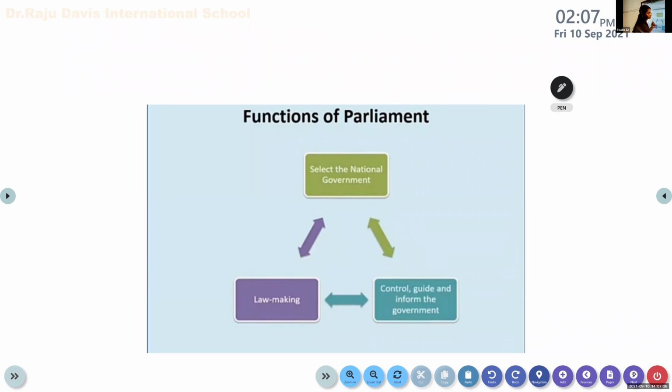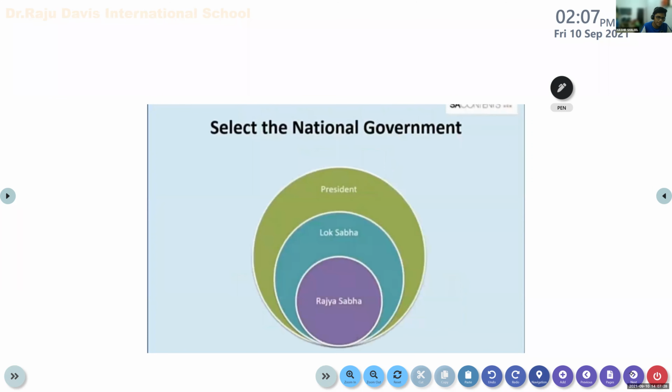Okay. Can you say once more? Page number 34. Below the picture, there are some sentences about our parliament. Our parliament, it consists of Lok Sabha and Rajya Sabha. Rajya Sabha, it is also known as Council of State.